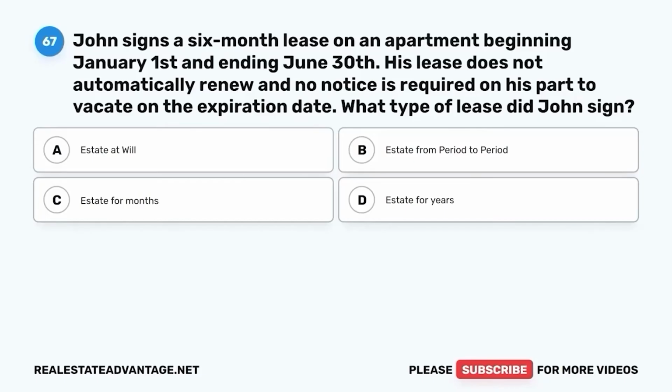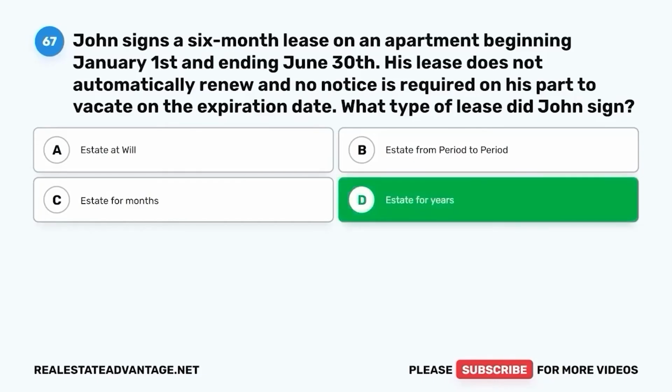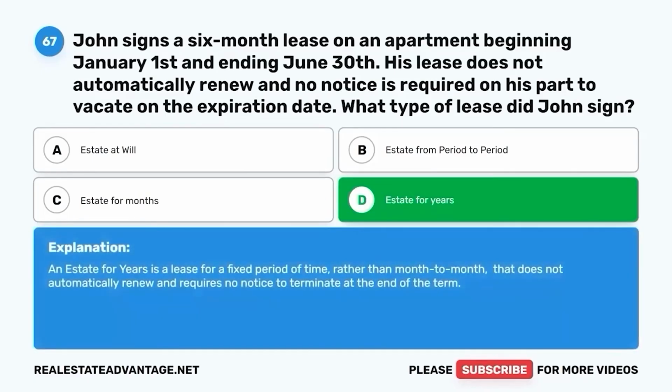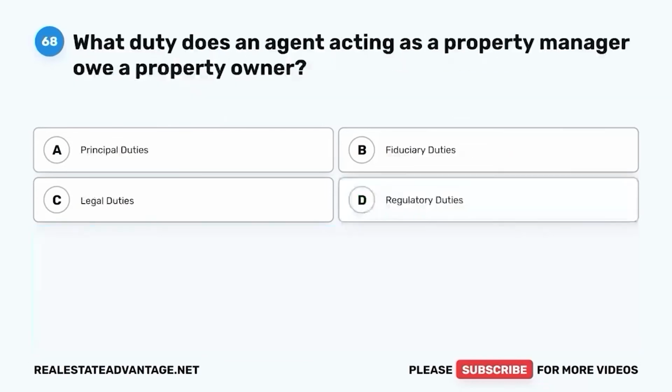The correct answer is D. Estate for years. An estate for years is a lease for a fixed period of time, rather than month to month, that does not automatically renew and requires no notice to terminate at the end of the term.